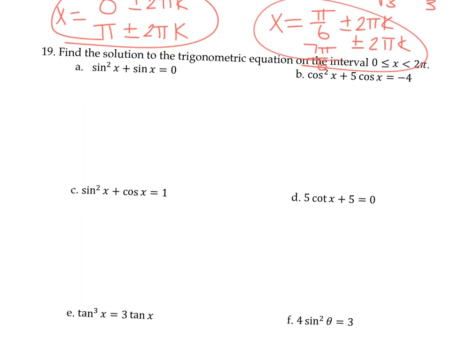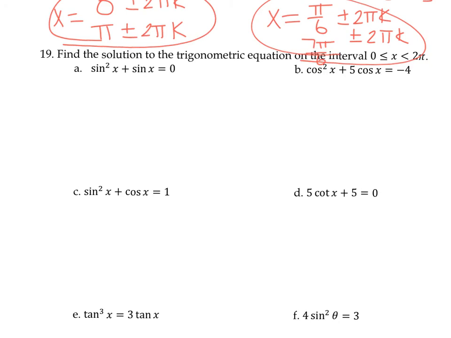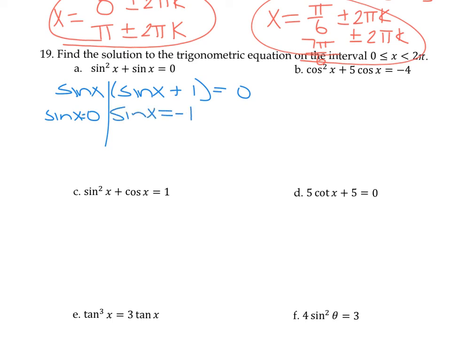For number 19, it says find the solution of the trig equation through the given interval, 0 to 2 pi. So now A, I'm going to factor out a sine. So now I'm going to split up my two factors. Sine of x equals 0, and sine of x equals -1.